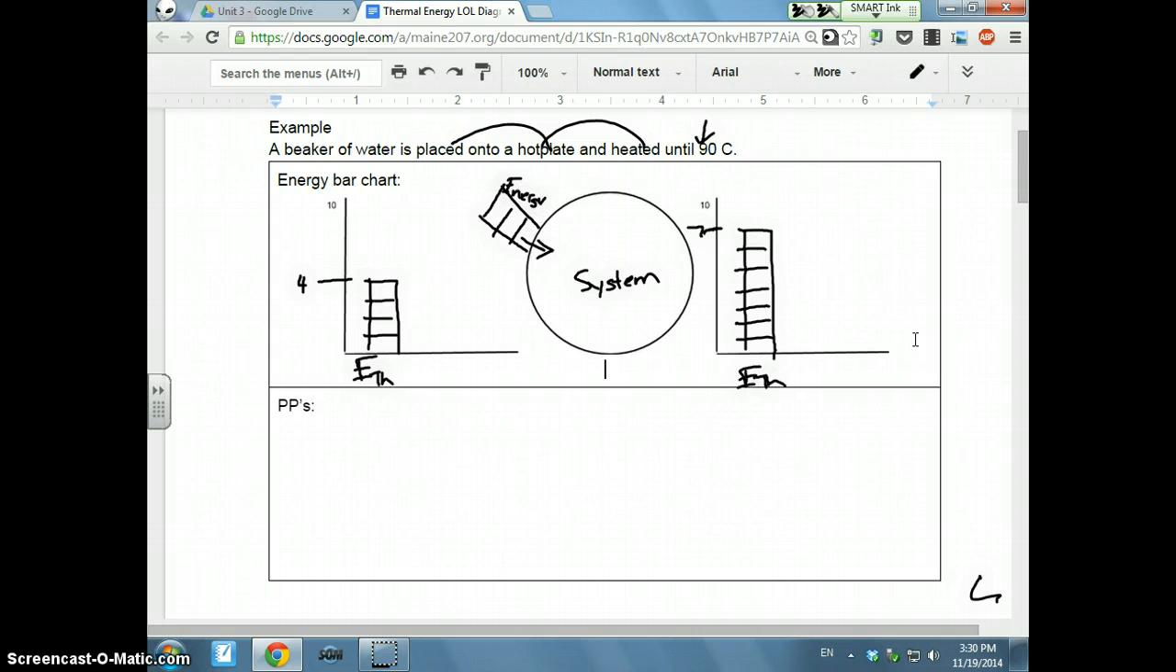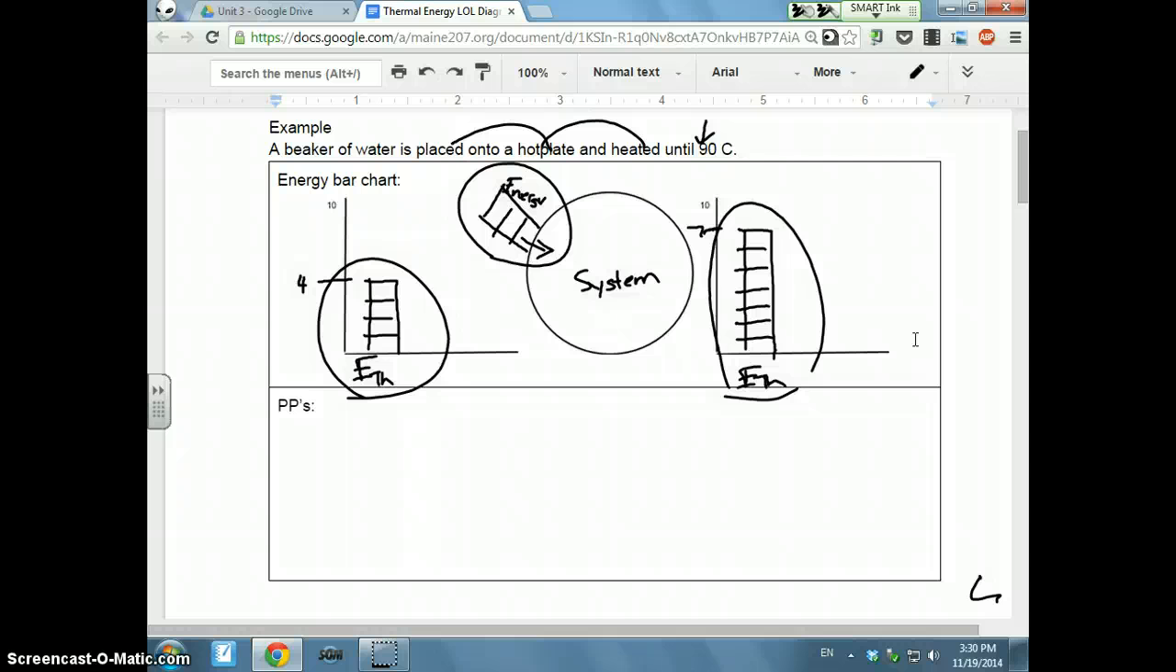Again, all I want to see here is it started with some energy. Energy went in. And that the amount of this energy plus this energy is now equal to this energy. That's really what I'm looking for.